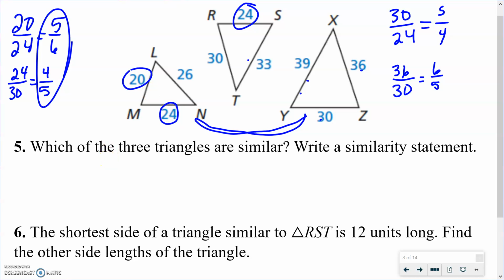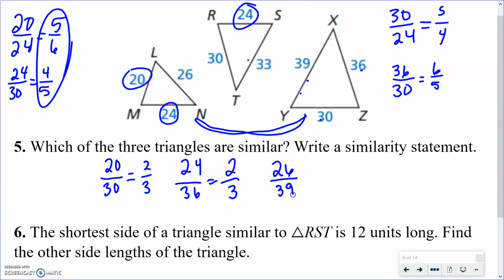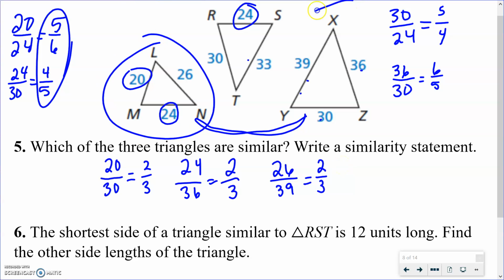I'm going to start with the shortest side: 20 over 30 equals 2/3. Next biggest is 24 over 36. 12 goes into both of those, 2/3. And then 26 over 39. 13 goes into both of those, also 2/3. So I know that it's this first triangle here that's similar to this triangle here, and it's because they have the same similarity ratio between all their sides.